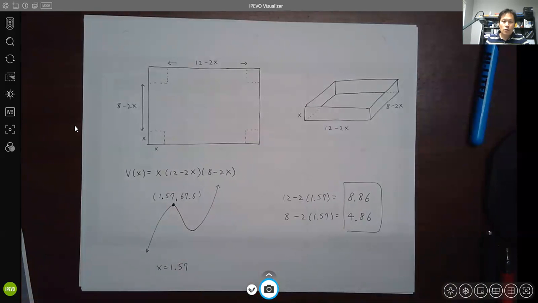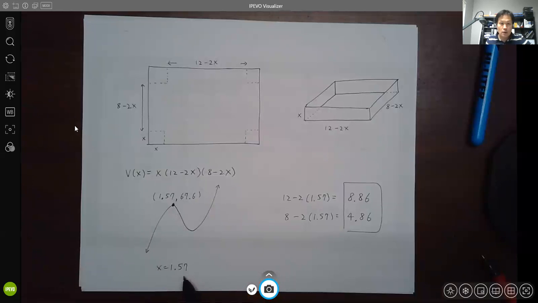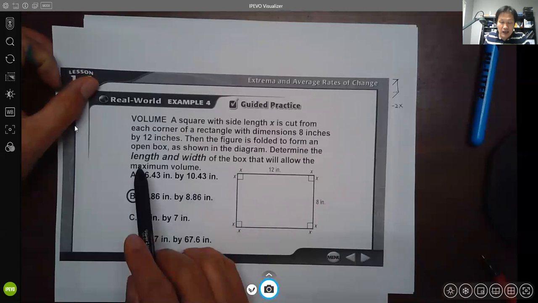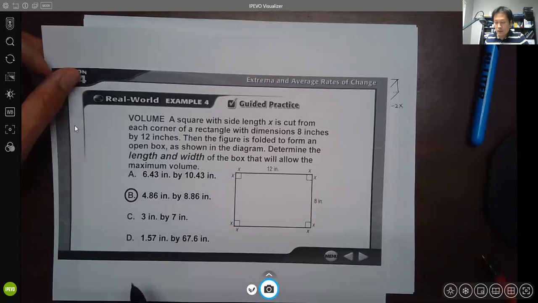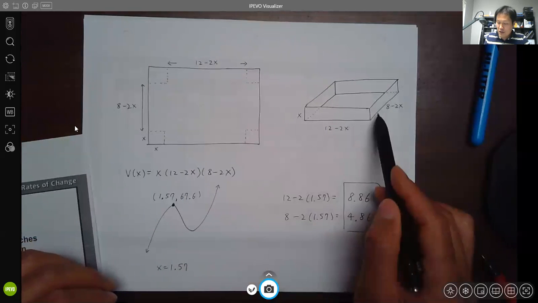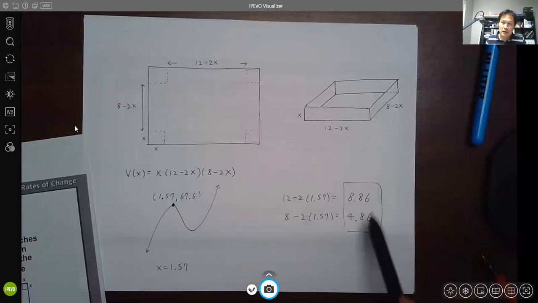Okay, so after all that, using the graphing calculator, you got the maximum at an x value of 1.57. Okay, don't make a mistake. Oh, this is my answer. It's not, because the question is asking length and width. You need to find the length. You need to find the width. So length and width are defined using these expressions. So plug the x value there, plug the x value there, and these are the length and width.